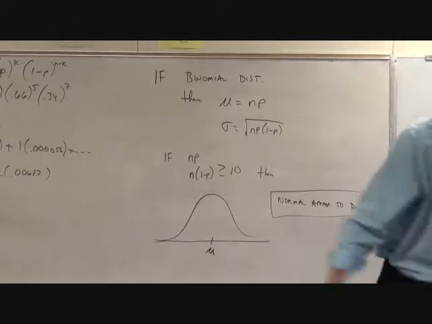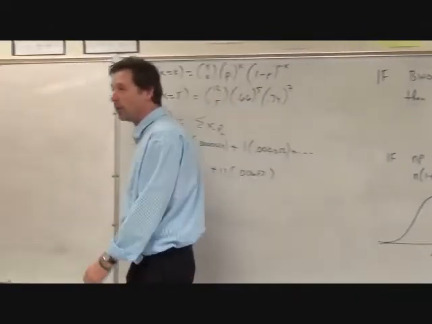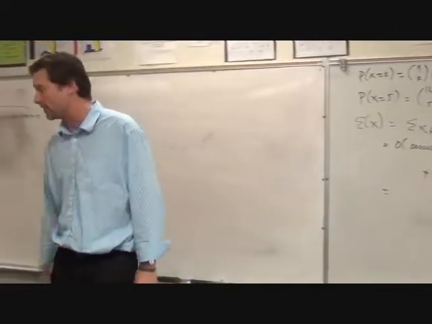These are on your green sheets. Go find them. They're on page 4. They're right underneath your binomial formula. Go find them. You don't have to memorize these guys.